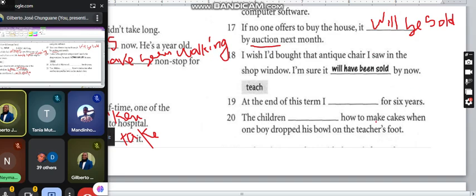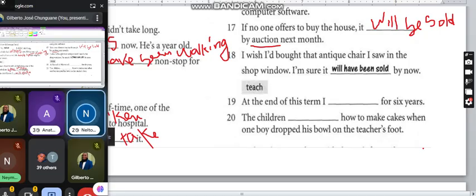Now let's come to the last two questions. We have number 19 and number 20. And the verb is teach. We'll start with Nelton. Nelton, you go first. Yes. For this sentence here, I chose future perfect. Where we have at the end of this term, I will have taught for 6 years. I chose future perfect because at a certain time in the future, this action is gonna be passed.